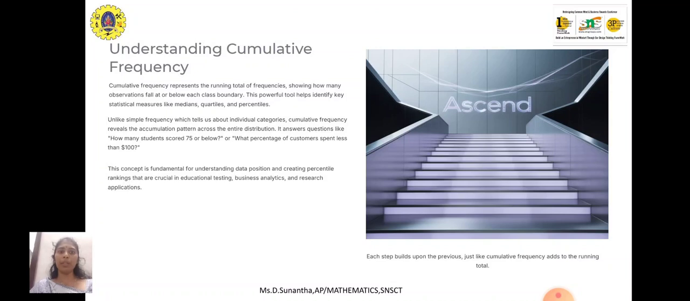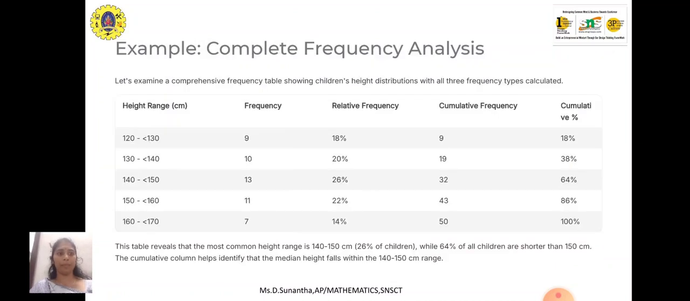So unlike simple frequencies which tell us about individual categories, cumulative frequencies reveal the accumulation pattern across the entire distribution. It answers questions like how many students score 75 or below, or what percentage of customers spend less than $100. This concept is fundamental for understanding data position and creating percentile rankings that are crucial in educational testing, business analytics, and research applications.